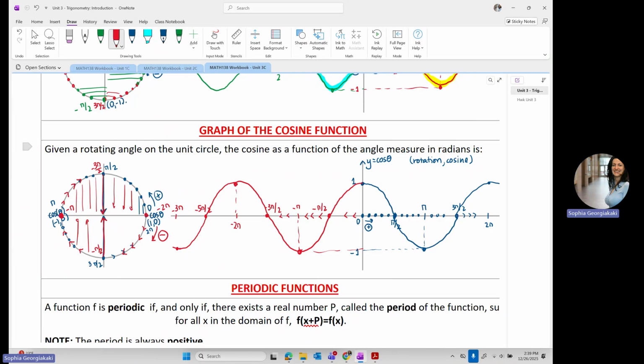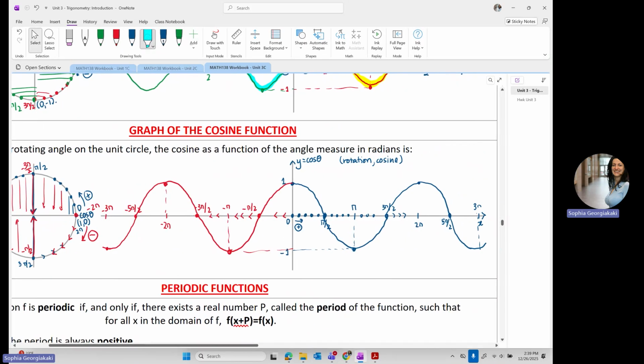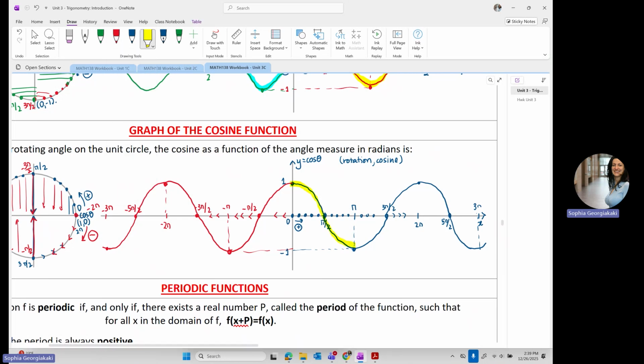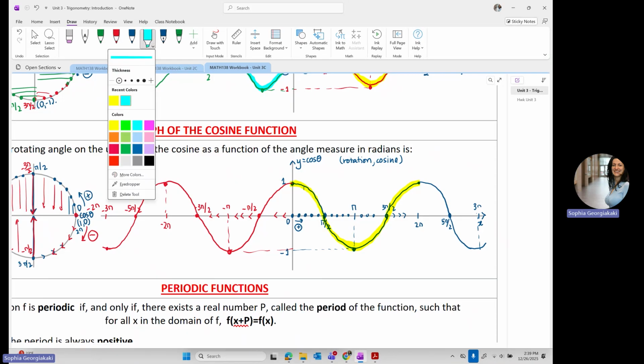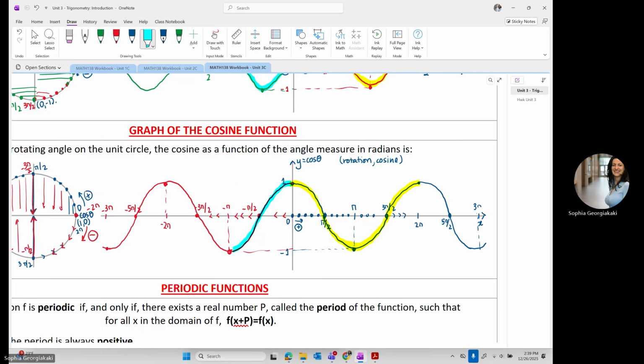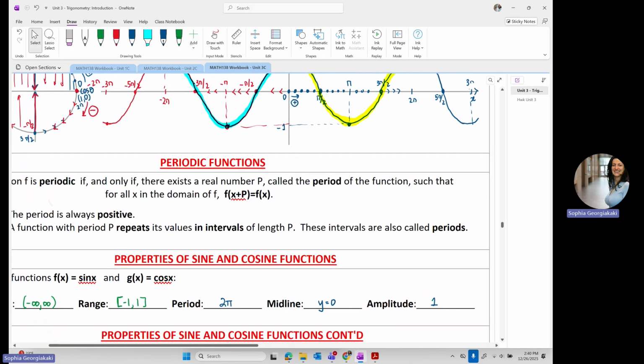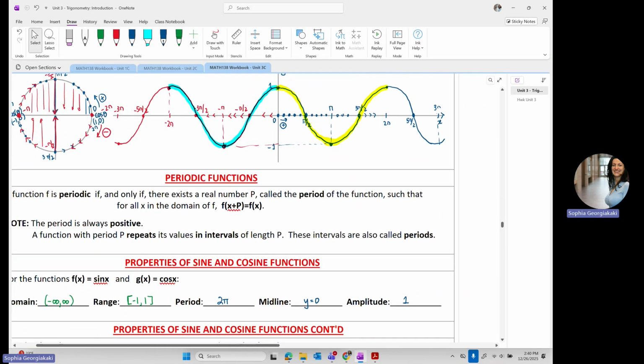And again, we have one cycle of the cosine function. That cycle starts at 0 and goes to 2 pi. And this wave repeats for infinitely many cycles in both directions. And again, the domain is negative infinity to infinity. The range is -1 to 1. The period is one full cycle of 2 pi. The midline is y equals 0, and the amplitude is equal to 1.